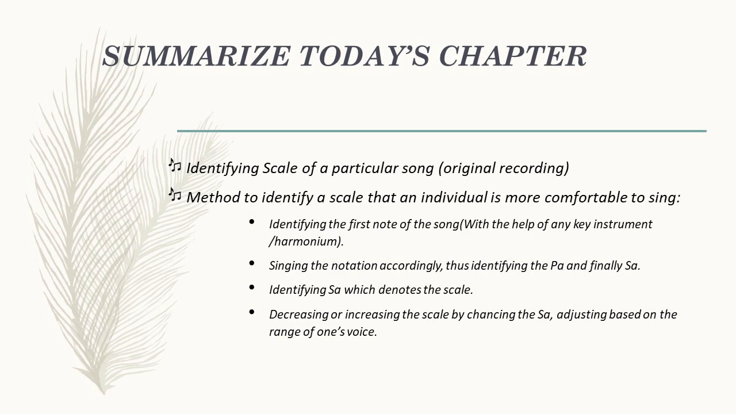So let's summarize what we discussed today at a glance. Identifying the scale of a particular song from the original recording. Method to identify a scale that an individual is more comfortable to sing. I'm saying the process once more. Identifying the first note of the song with the help of any key instrument, harmonium, here I chose. Singing the notation accordingly, thus identifying the pa and finally sa. Identifying sa, which denotes the scale, decreasing or increasing the scale by changing the sa, adjusting based on the range of one's voice.